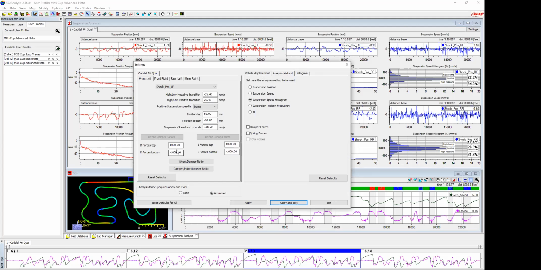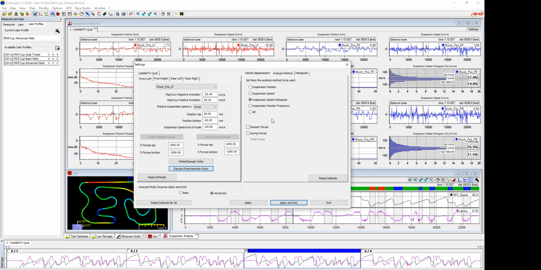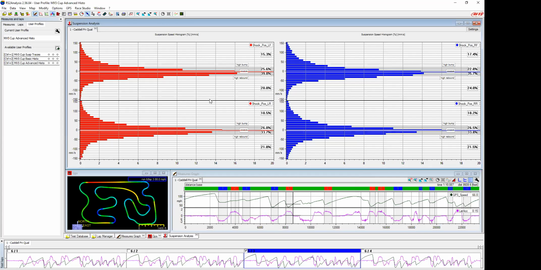We also have the ability to define our springs and our damper forces by plugging in some information here, and we can come in and build some tables for our damper sensor linkage ratios. There's some real power in here for you if you need that. And then under the histogram, we've got some other settings here, negative and positive together, smoothing, and normal distribution curves. We can actually put those right in there, show the average values, apply and exit. Let's get back to the standard look, but all of those are under the advanced settings if you wish as well.